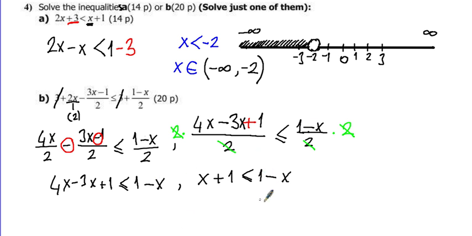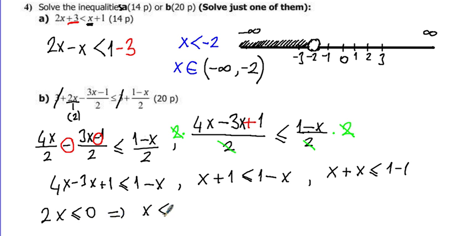Okay, if we continue, I collect x's on one side and the numbers on the other side. 2x less or equal to 0, which is x less or equal to 0 when I divide both sides by 2. x less or equal to 0.